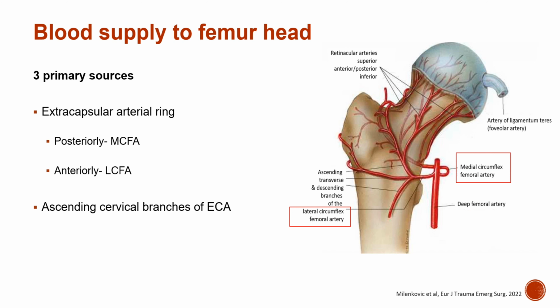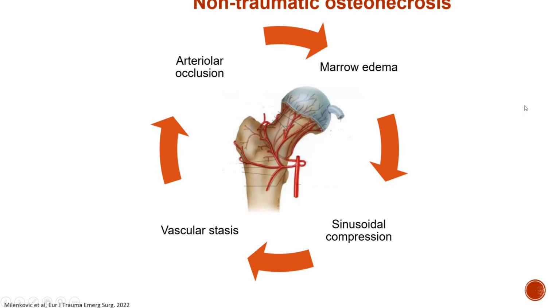These arterial cascade forms the retinacular chain. These are also known as the ascending cervical branches of the extracapsular ring. Following this, there is a minor arterial supply in the head formed by the subsynovial intraarticular arterial ring, and with a minor contribution from the foveolar artery in the artery of ligamentum teres.